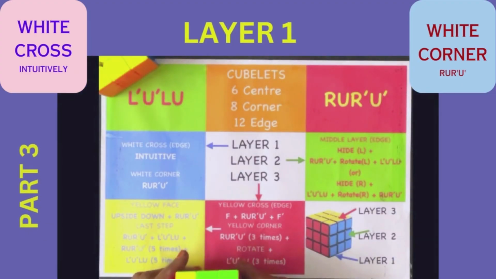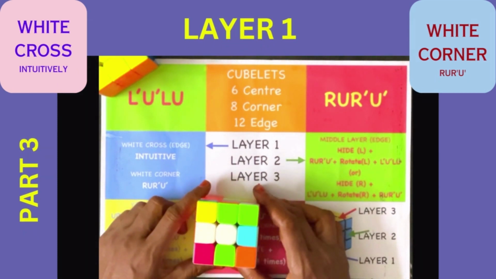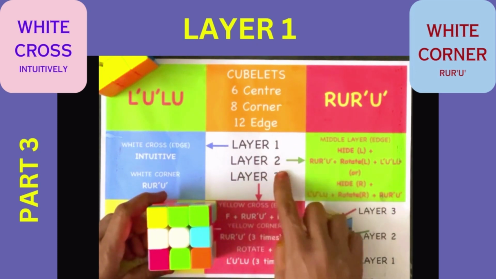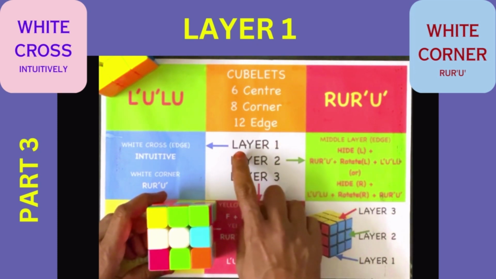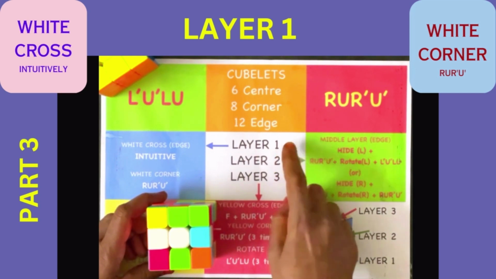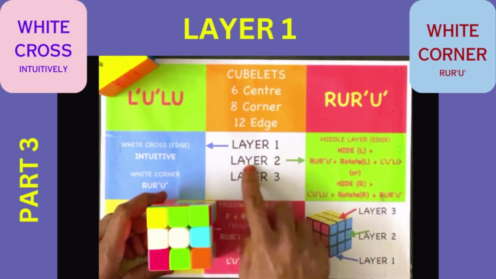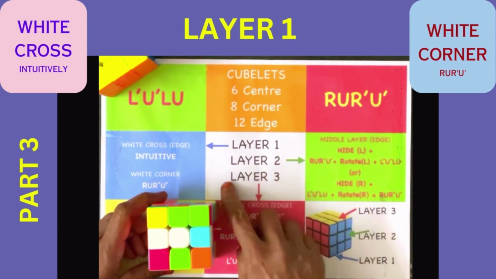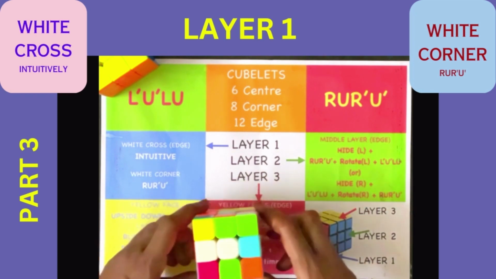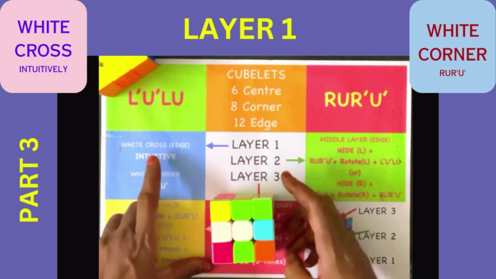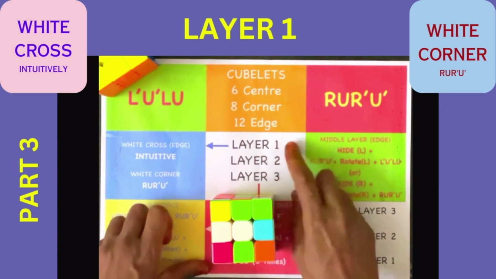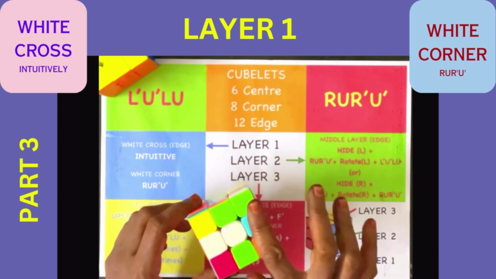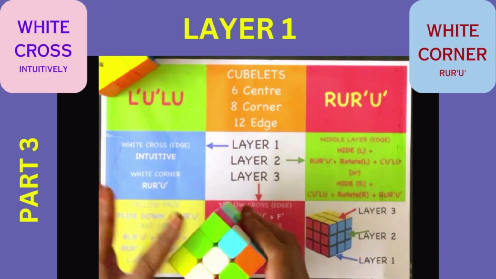In part 3 of this tutorial, we are going to actually start solving the Rubik's Cube. In this we have 3 stages. In part 3 we will be solving layer 1. In part 4 we will be solving layer 2, and in the last part, that is part 5, we will be solving layer 3. So in this part, part 3, we are going to solve layer 1, meaning we will try to join all the cubelets in place in the first top layer.